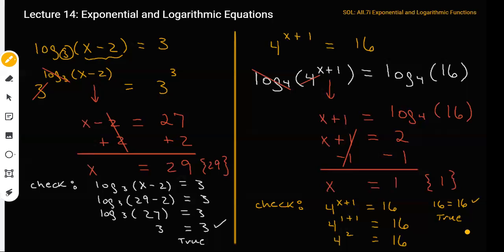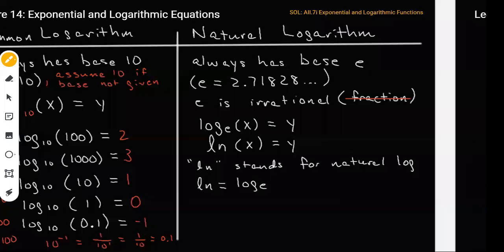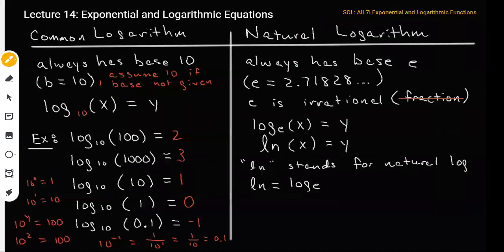And if it's a common logarithm, like going back a few slides, you know that the base is always going to be 10. But if you have a natural logarithm like ln, that's always going to have a base of e. So you know which base you need given what type of logarithm they give you.